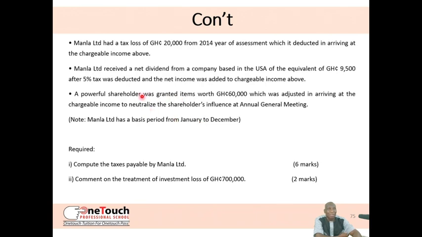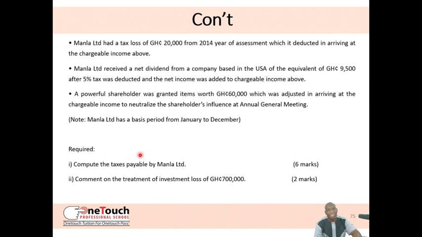Okay, but for purpose of examination of accounts, this is like a bribe, sort of. You see, a powerful shareholder has granted items worth what? 60,000, which was adjusted in arriving at the chargeable income. It means that they have subtracted this as an expense. The question is, should it be allowed? What's the purpose of the expenditure? It's to neutralize the shareholder's influence at the AGM. Because this guy has a lot of influence, and whatever he says can destroy the AGM. So quickly they have to organize some shares and give it to him. So please, expenditure incurred for corrupt practices, or by way of gift and all that, this one will not be allowed. So we have to add back that expenditure.